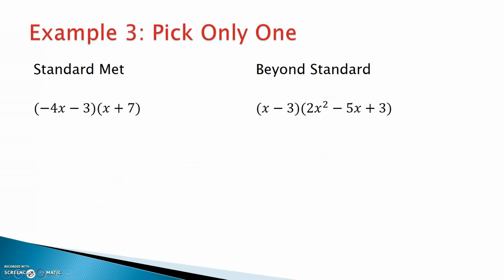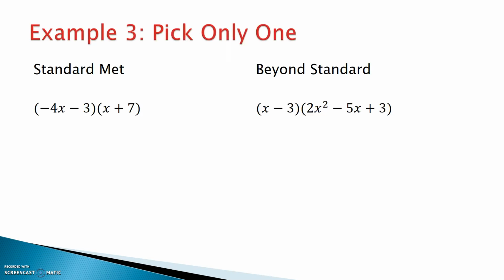All right. Let's move on to example 3. So again, pause the video here. Now watch out. If you're going for beyond standard, careful. All right, I'm going to step it up here. This is a binomial times a trinomial, but it should still work out the same way. You just have an extra term that you have to multiply. So again, pause the video here, guys. Try it out.